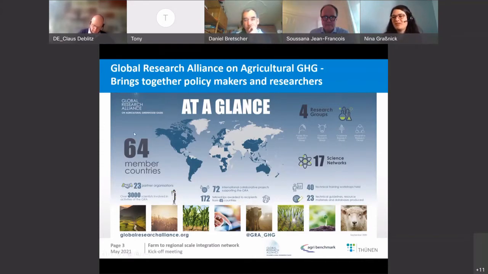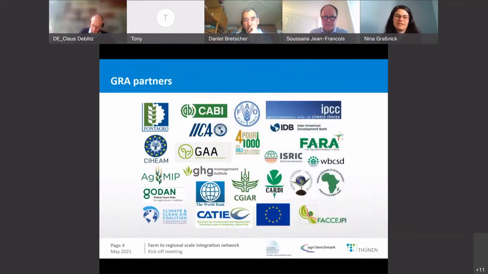Some years ago, it was estimated that around 3,000 scientists are actually involved in the support or activities within the GRA. And here on this slide, you see an overview of some of the partners of the GRA to bridge policy and science. You see some regional and international development or research funding agencies, UN agencies, and also the GRA is an observer of the IPCC process. So that allows, through the GRA membership, to nominate authors into the IPCC process.